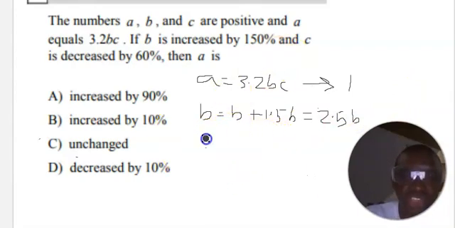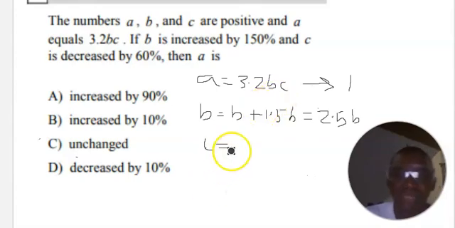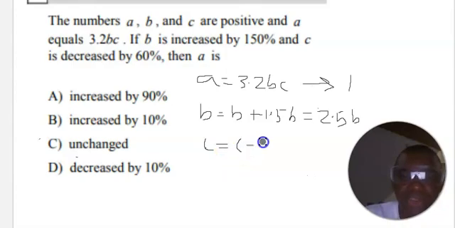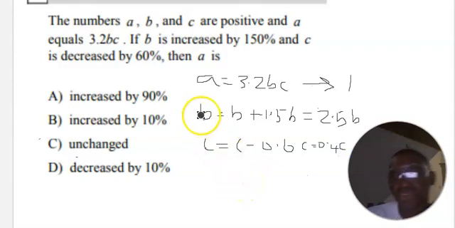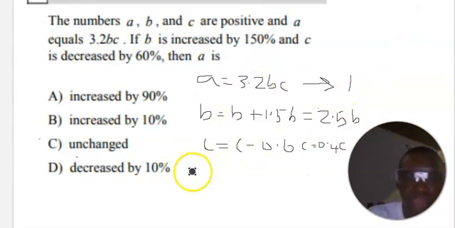We are told that c was decreased by 60%. So that means the new c will be c minus 0.6c. You understand that? And of course that should be equal to 0.4c. Do you understand that? Alright, so let's see. And you know that a is equal to 3.2bc. So doing that together, what's our new a now?